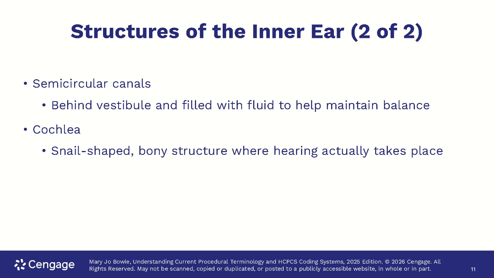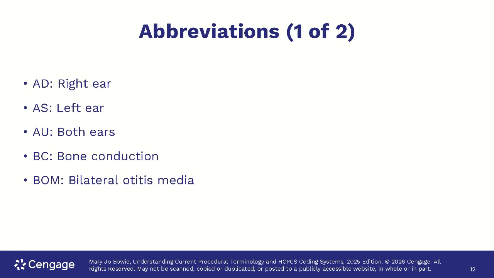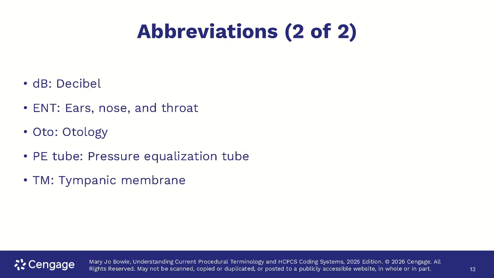Endolymph is auditory fluid that transmits sound. Perilymph, auditory fluid that also transmits sound. So it's where the hearing takes place. And if you have trouble hearing, that's when you get a cochlear implant. That's something we'll talk about. All right.